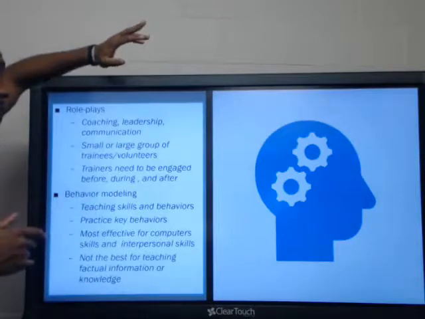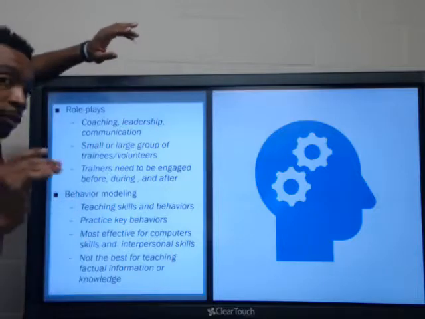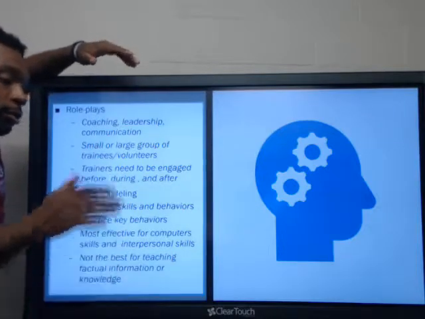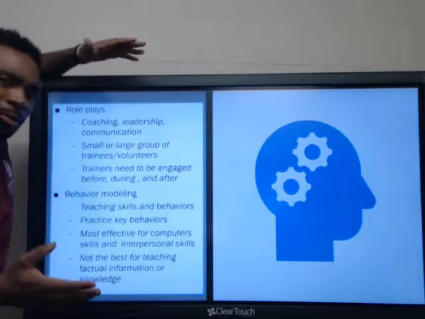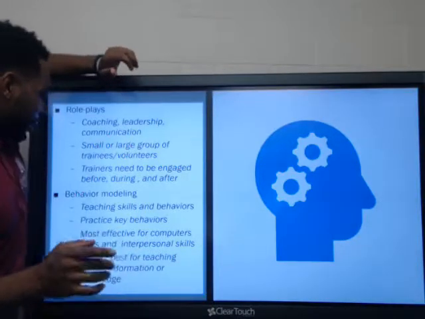Trainers need to be engaged. Always, of course, they need to be engaged during and after. Because if the trainers are not engaged before, during, and after, throughout the training, feelings can get hurt, especially if you're role playing your boss. So be careful with that one, guys.